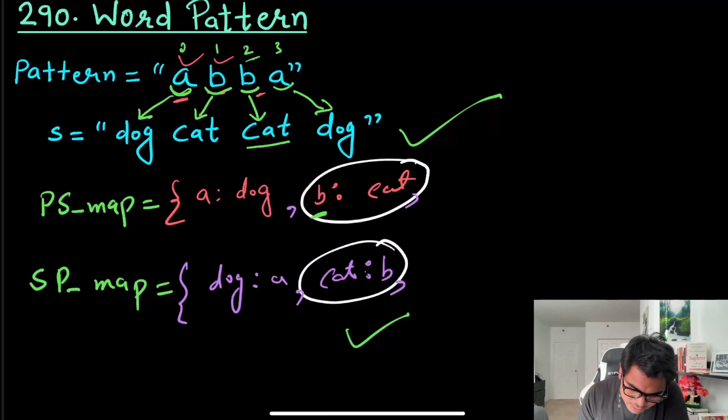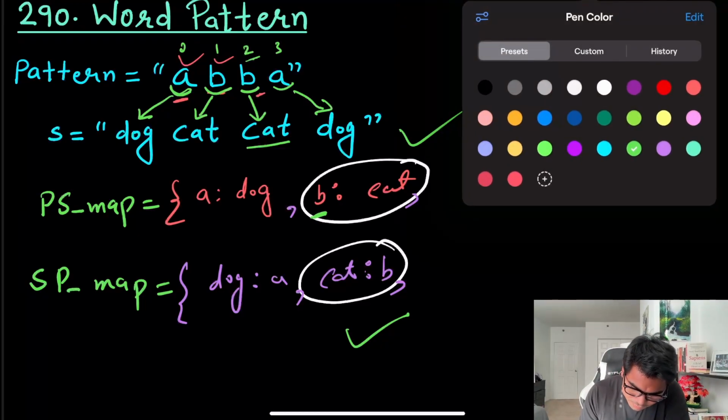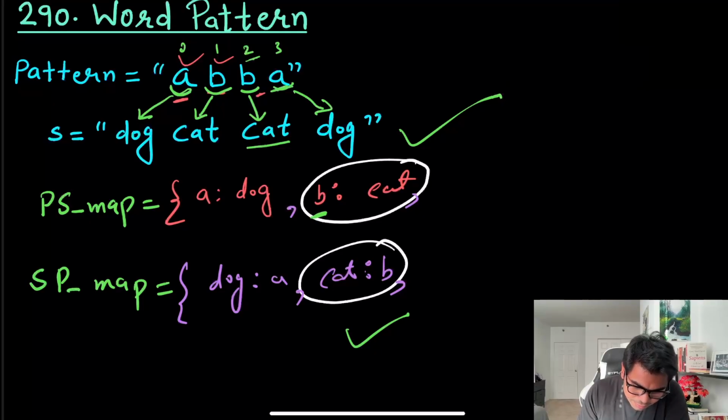Then I will go next, I have to do the complete pattern mapping. Then I come across A, and I'll check if A is in my PS map.